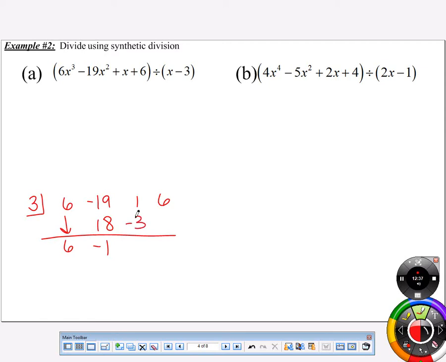The column's full, so I add it up. Okay. Next thing I do, 3 times negative 2 is negative 6. The column's full. I add it up. Okay. So what's my remainder? 0. Ooh, what does that tell me?